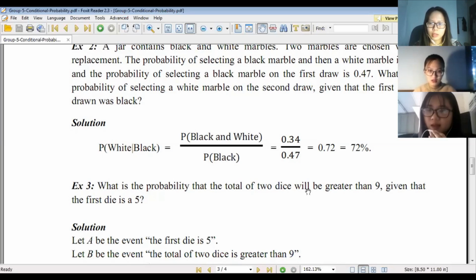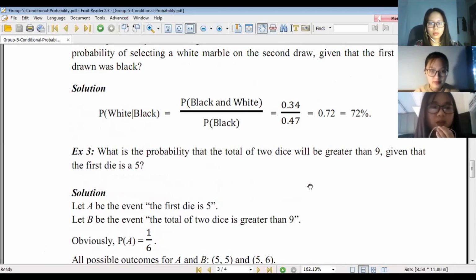It means that the result is 1 over 18. So we have the probability of the intersection of A and B is 1 over 18, and the probability of A is 1 over 6. So the probability of B given A is equal to 1 over 18 divided by 1 over 6, which is equal to 1 over 3.